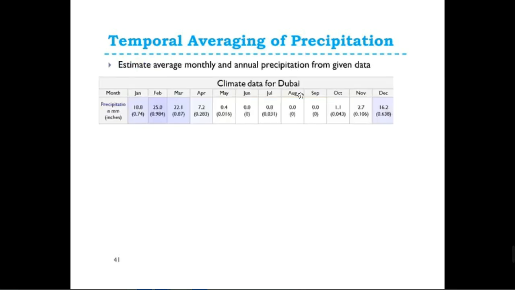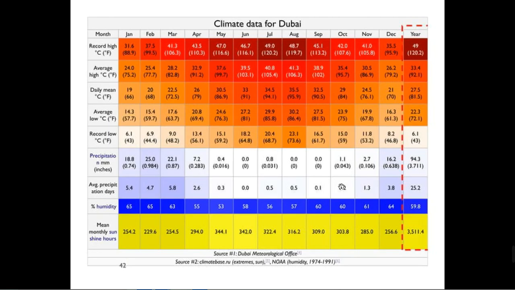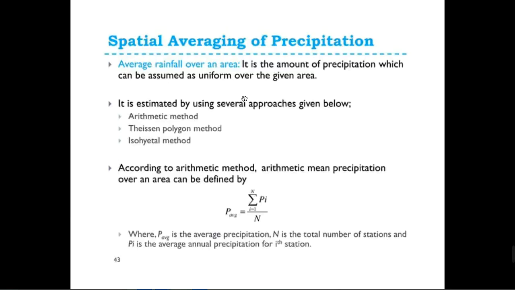This is the climatic data for Dubai. So March, January, climate data.